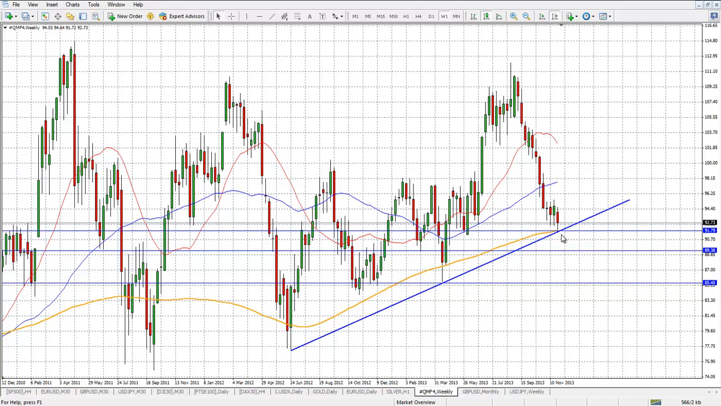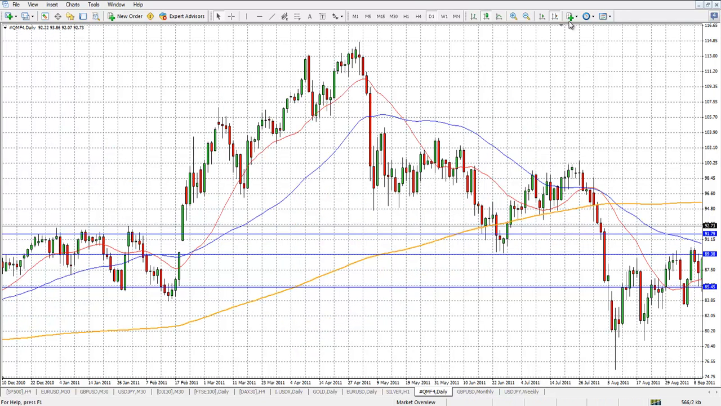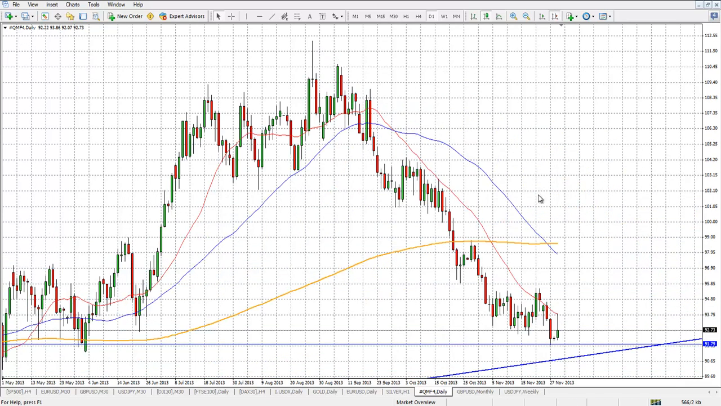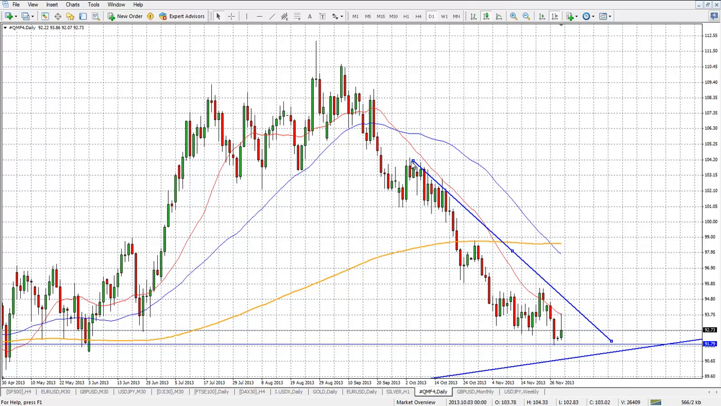Alternatively, if this support holds and we break out higher, I would like to show you this in a daily time frame. So the daily time frame looks like this. So we could see that there is definitely a resistance at these levels. We are currently capped by resistance at 93.83, which is a 20 period moving average on daily.